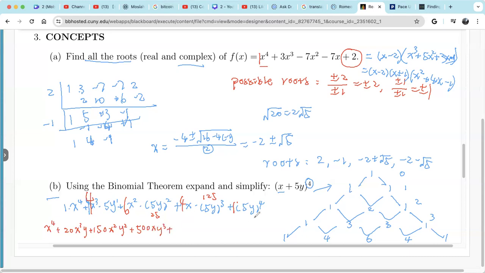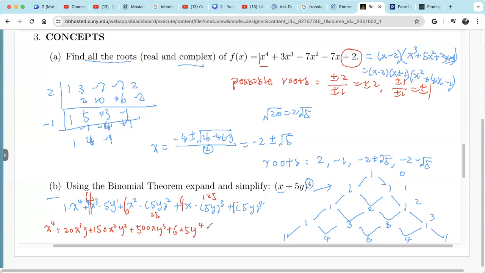Then the last term is 1 times anything will be anything. So 5 raised by 4. That's 125 times 5, which is 625 times y raised by 4.